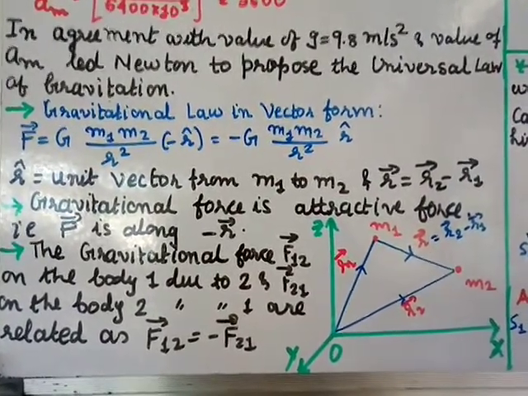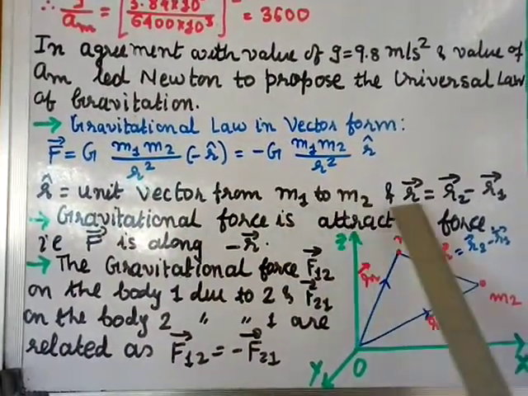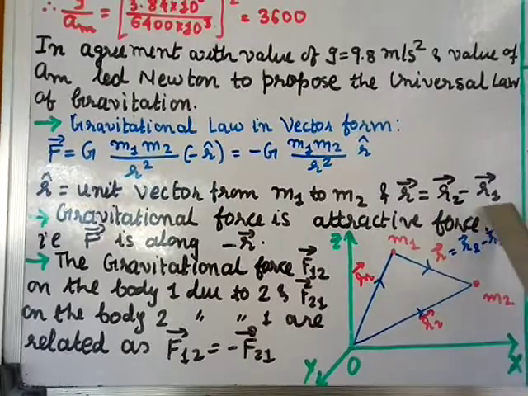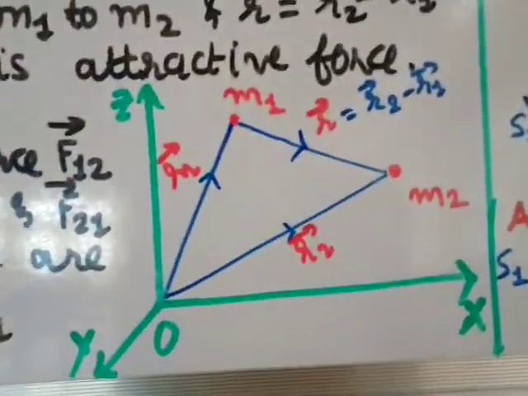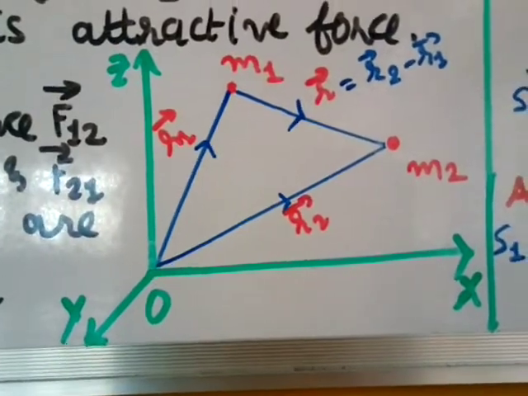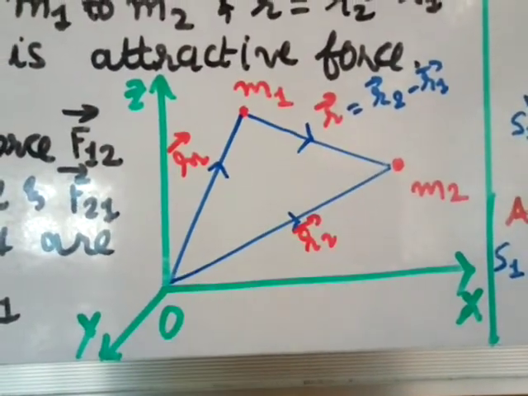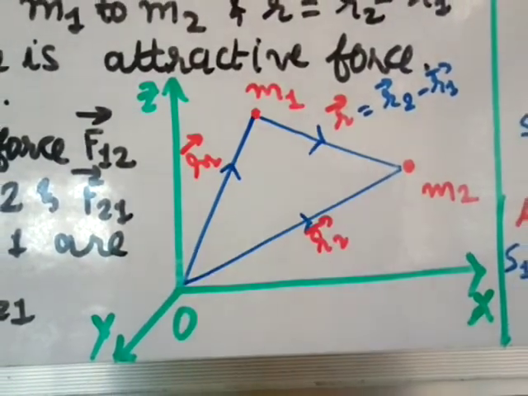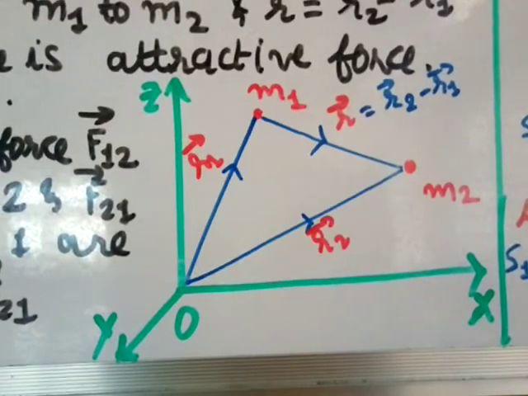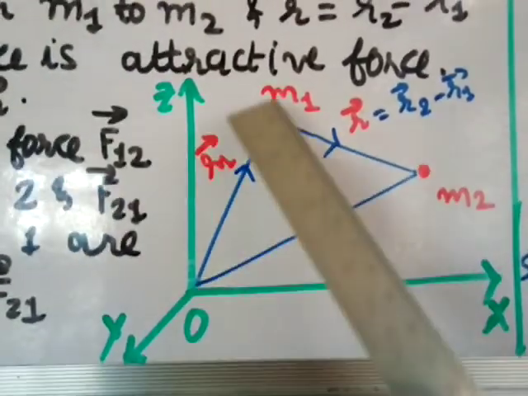Okay, so this r cap is a unit vector from m1 to m2, and r can be written as r2 minus r1. Okay, this is the vector form. You can look in the figure. In this figure you can see that there are two point masses m1 and m2. This is the origin O. With respect to O, the position vector of m1 is r1 vector, and for m2 is r2 vector. Okay, this is directed towards this side, this is directed towards this side, and m1 to m2.